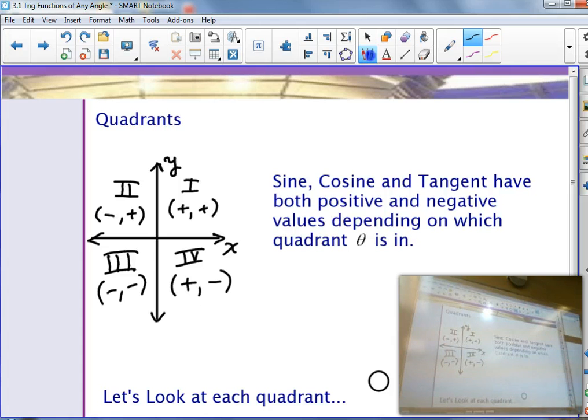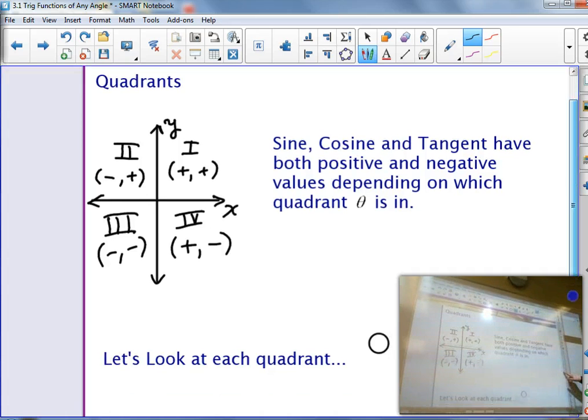So we're going to look at each quadrant and see what happens with the sine, the cosine, and the tangent that we have here. Okie dokie? I'm going to turn the page, okay?